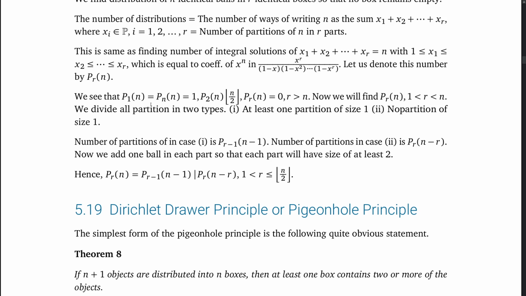See that P_1(n) is equal to P_n(n) is equal to 1. P_2(n) is equal to ceiling of n by 2. P_r(n) is equal to 0 if r is greater than n.